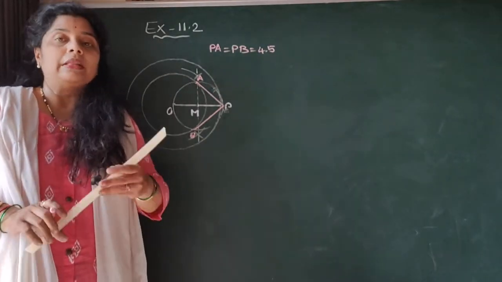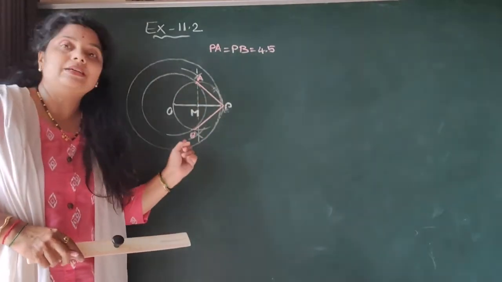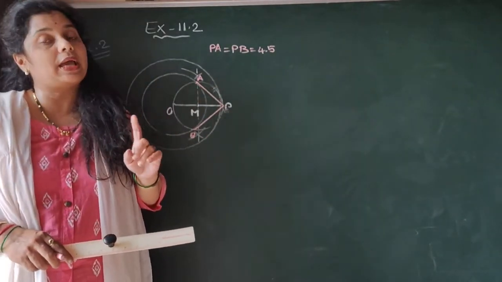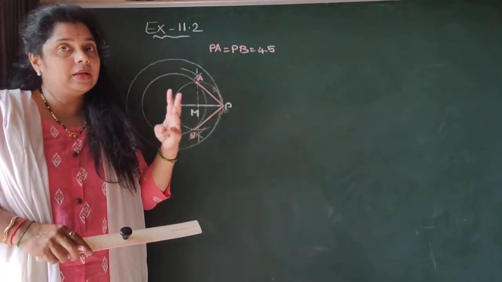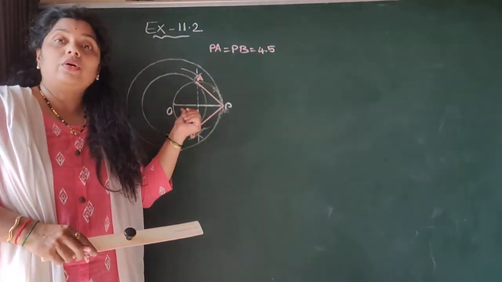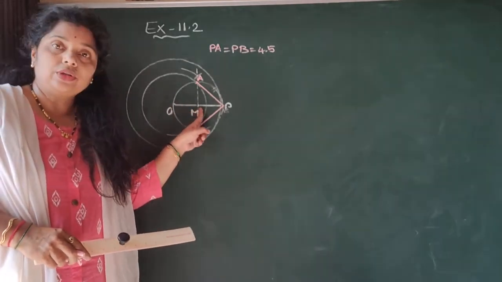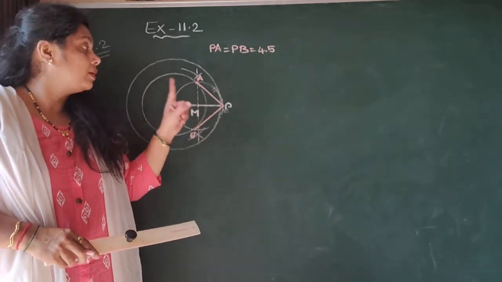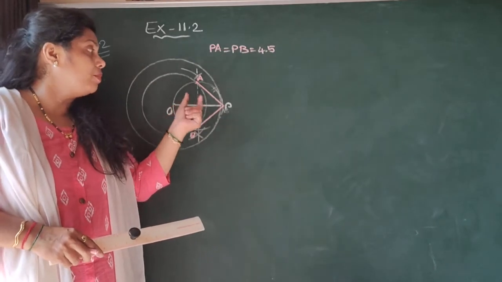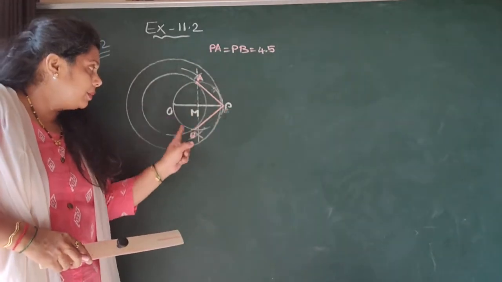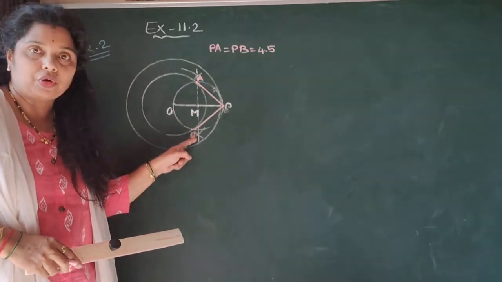Is it clear? Now I repeat the steps. First, draw concentric circles with radius 4 and 6. Second, join OP. Third, draw the perpendicular bisector of OP and denote the midpoint as M. Fourth step, with center M and radius OM or MP, again make a circle which intersects the smaller circle at points A and B.